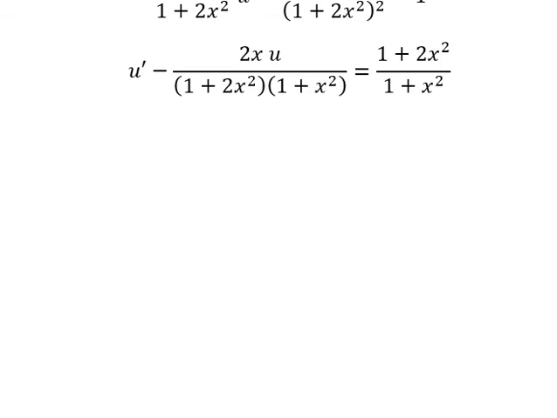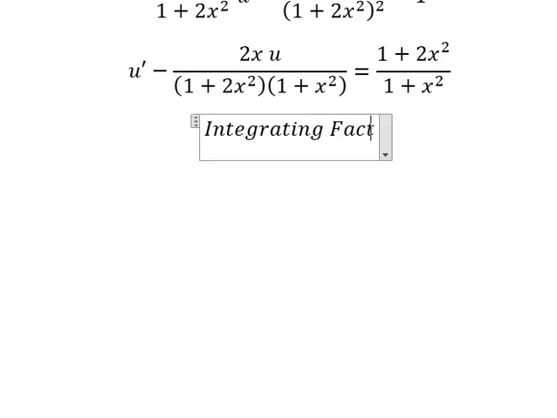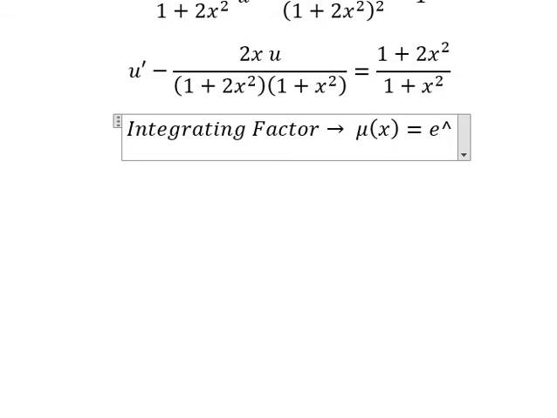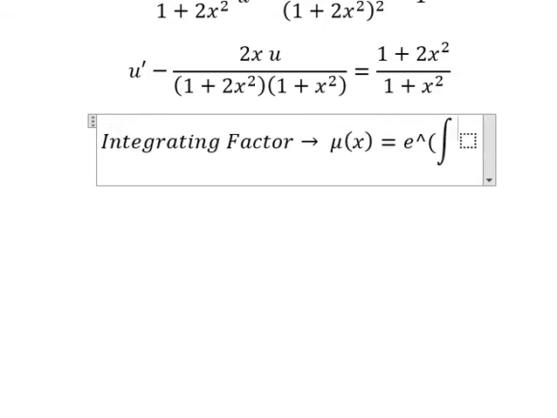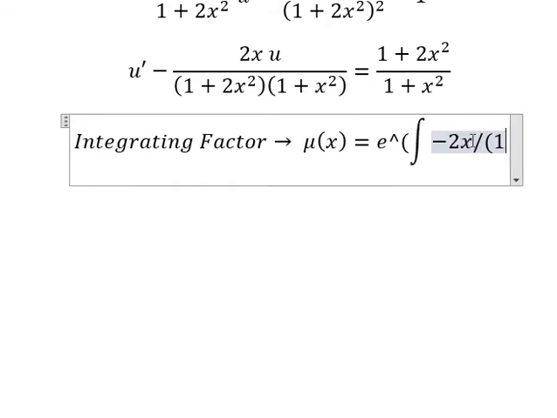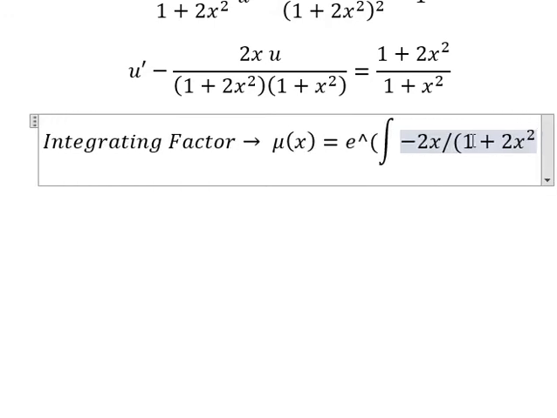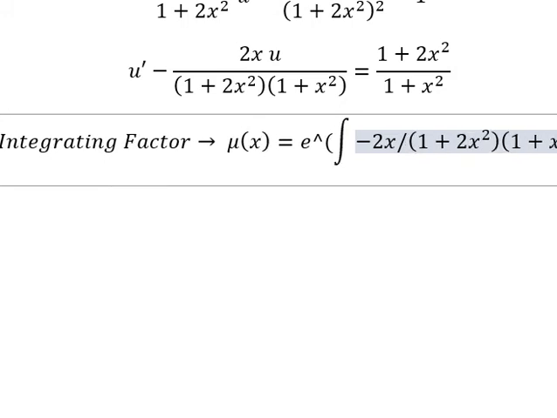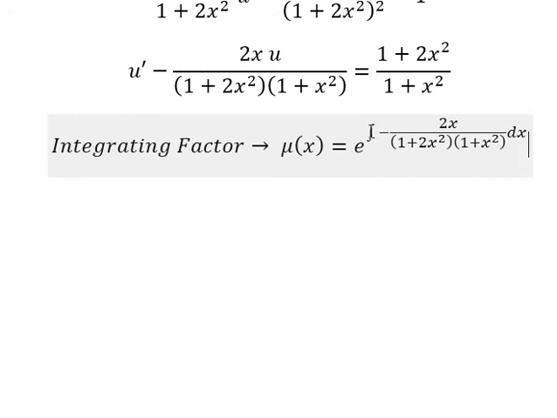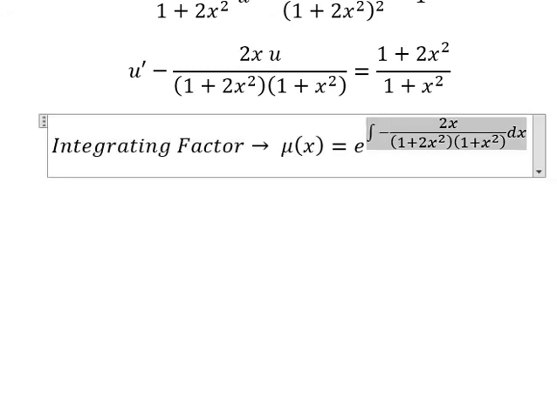We can use the integrating factor. So we need to find mu of s equals to e to the power of the integration. So we see that negative 2s over this one next to u, that is for the integrating factor. So now I will show you the technique how to find this integration.